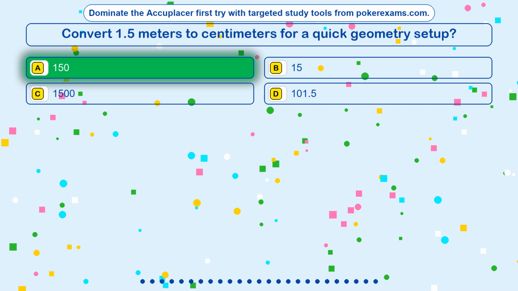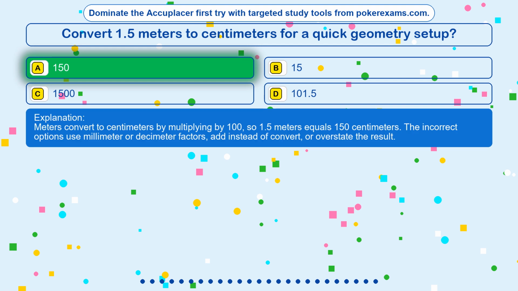The correct answer is option A, 150. Meters convert to centimeters by multiplying by 100, so 1.5 meters equals 150 centimeters. The incorrect options use millimeter or decimeter factors, add instead of convert, or overstate the result.